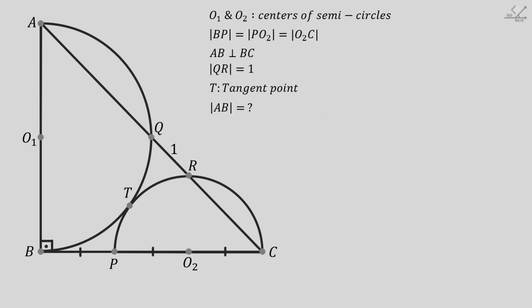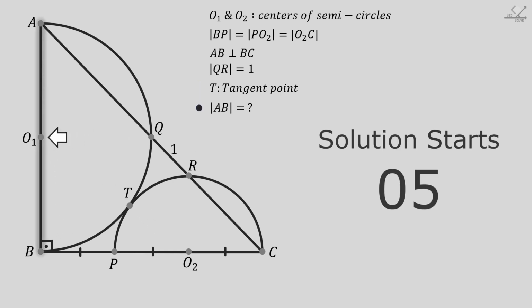We are given the centers of two semicircles as O1 and O2. These three line segments are equal. Line segments AB and BC are perpendicular. Line segment QR is 1 unit. T is the tangent point of two semicircles.